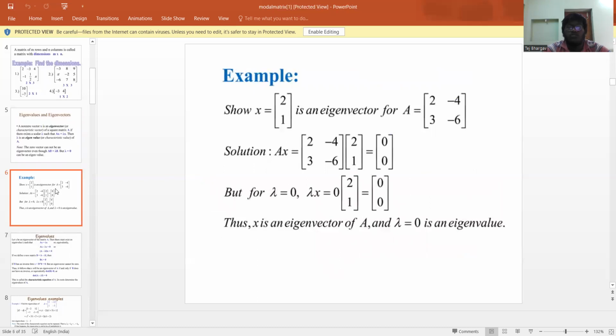So x is equal to 2, 1 is an eigenvector for A is equal to 2, minus 4, 3, minus 6. Solution. Ax is equal to 2, minus 4, 3, minus 6 times 2, 1, which is 0, 0. But for lambda equal to 0, lambda x is equal to 0 into 2, 1, which is 0, 0. Thus x is an eigenvector of A and lambda equal to 0 is an eigenvalue.